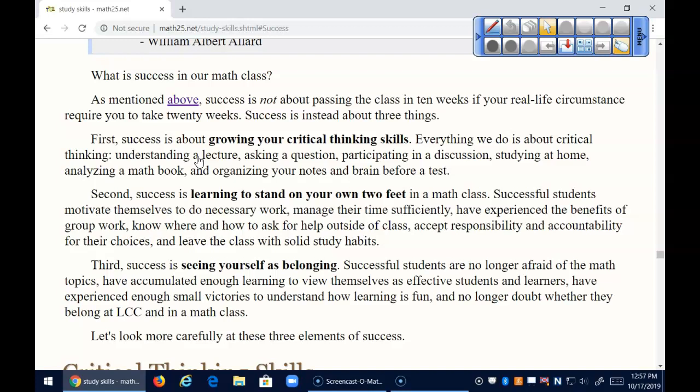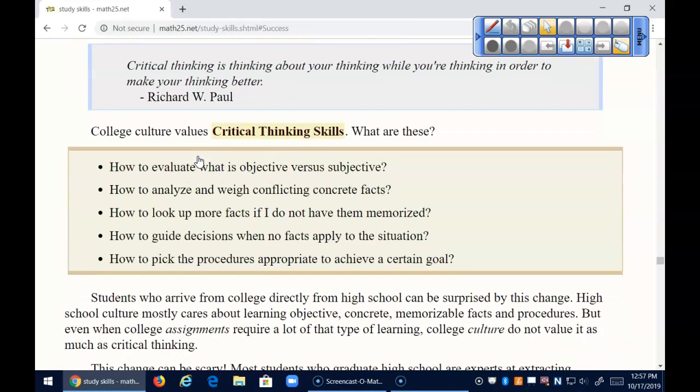So, critical thinking skills. I'm not going to talk too much about this. We have book reports in a math class, but there's really not that much about what makes a good discussion happen that we're doing. But look at this on your own. Think about critical thinking skills if you need to.